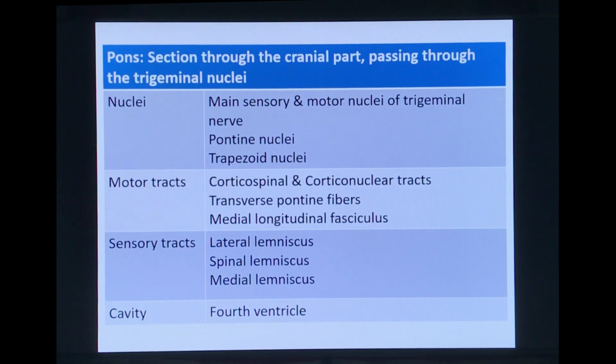Motor tracts include the corticospinal and corticonuclear tracts, transverse pontine fibers, and the medial longitudinal fasciculus. All these remain the same, and the lemniscus sensory tracts are the lateral, medial and spinal lemnisci. Cavity, again it's the same, the fourth ventricle.